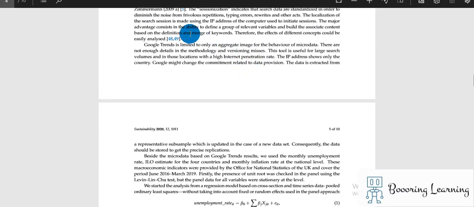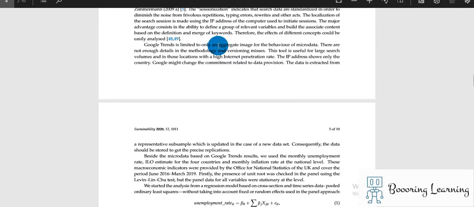The major advantage consists in the ability to define a group of relevant variables and build the associated content based on the definition and merge of keywords. Therefore, the effect of different concepts could be easily analyzed.